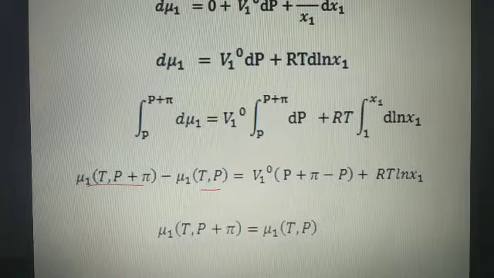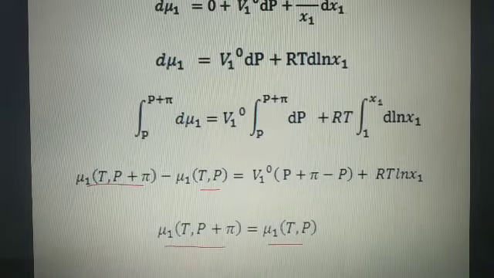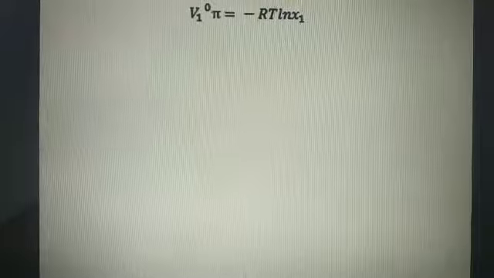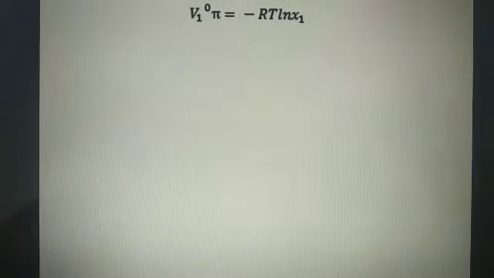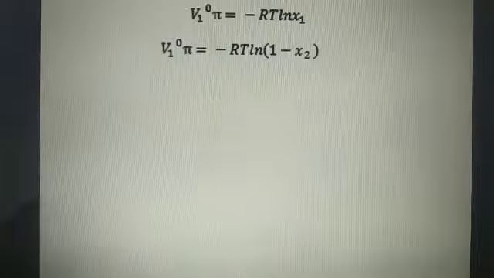From here, as the osmosis is over, these two terms are equal, so I am taking this whole term equal to 0. Substituting this value here, we get V1 naught pi equal to minus RT ln x1. Because the first two terms became 0, in the next term P plus pi minus P, the P cancels out, and minus RT ln x1, when taken from one side to the other side, gives the minus sign here. So that is the result from here. Now let us further modify it.